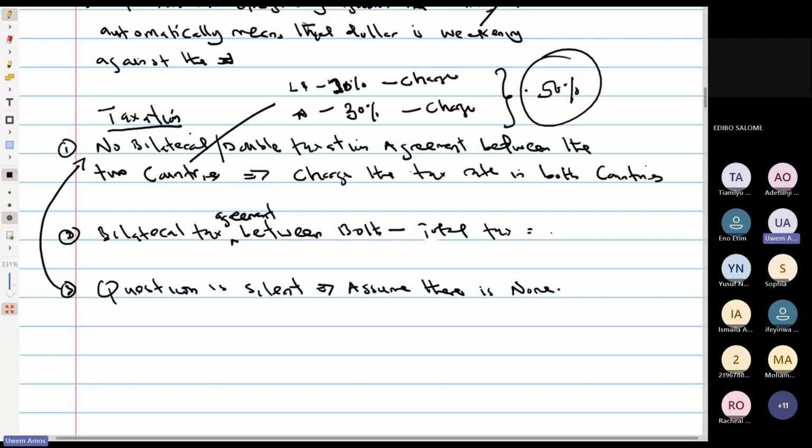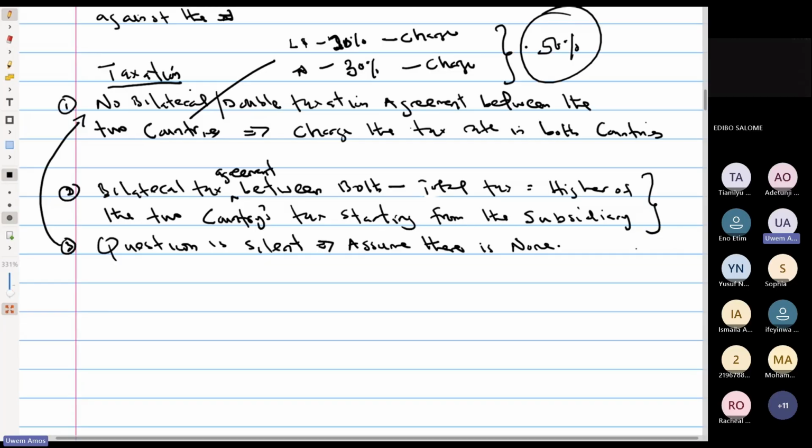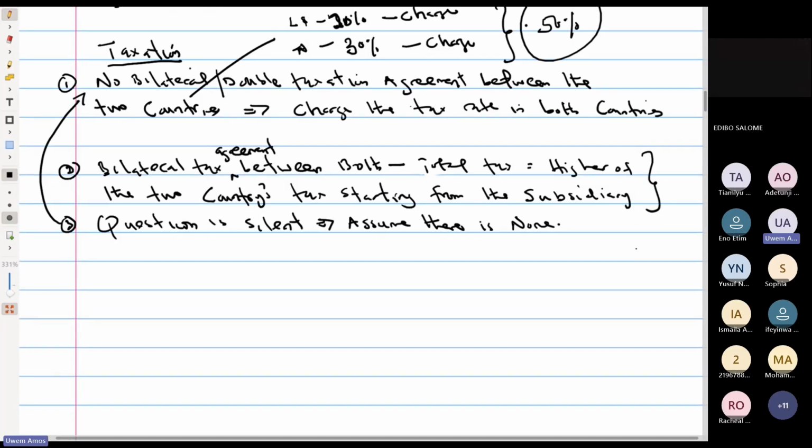Total tax is equal to the higher of the two countries' tax, starting from the subsidiary. So the tax is first going to come from the subsidiary, and then you're going to balance up with the home country. Let me explain this quickly. If there's a bilateral trade agreement, you're going to charge the higher of the two taxes.